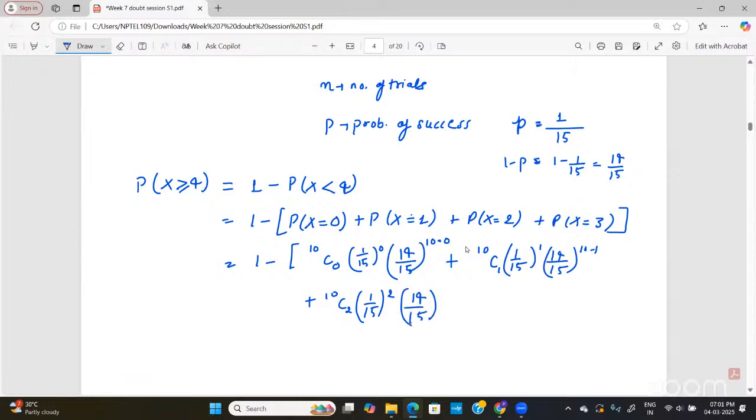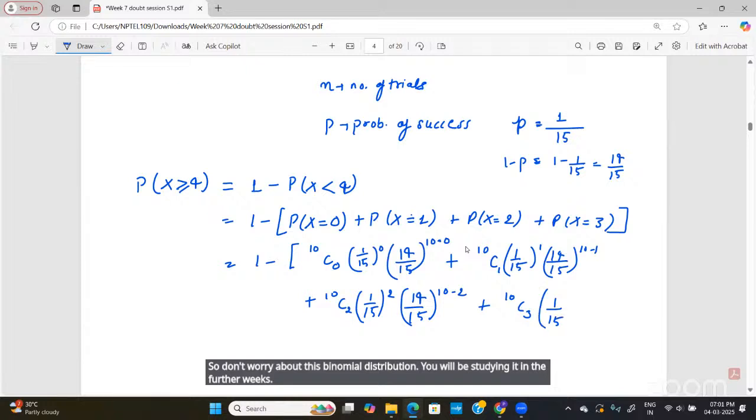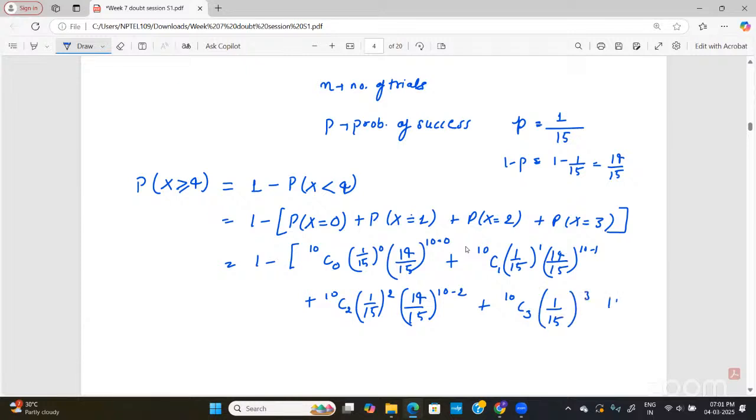Are you understanding these parts? Yes, ma'am. Okay. So don't worry about this binomial distribution. You will be studying it in the further weeks. Okay, in this way, you can find this probability.